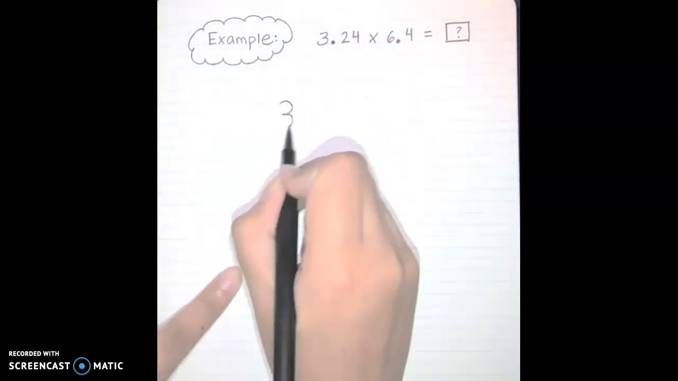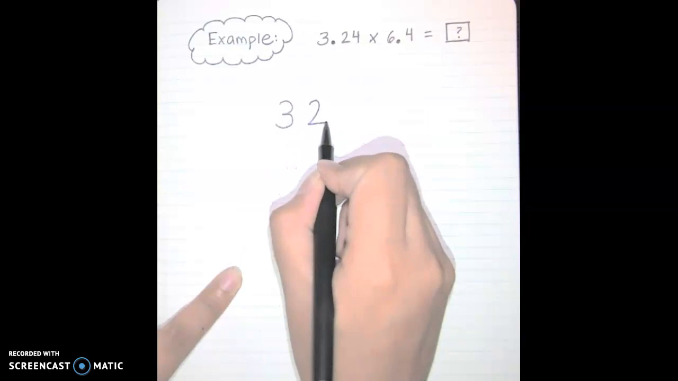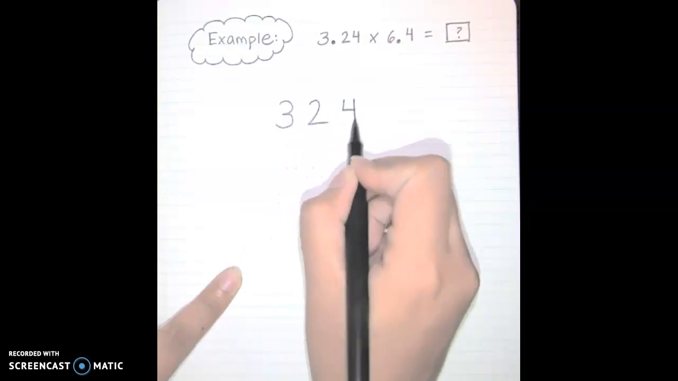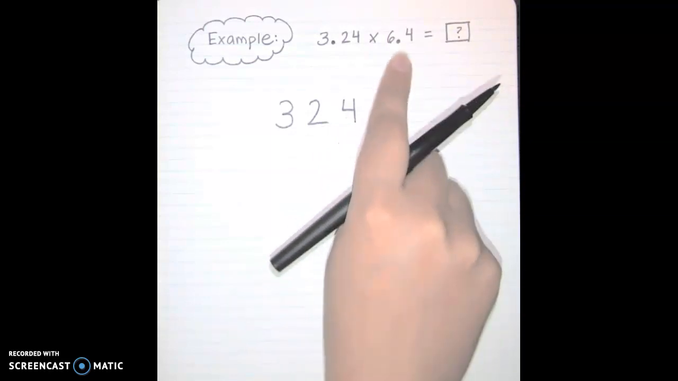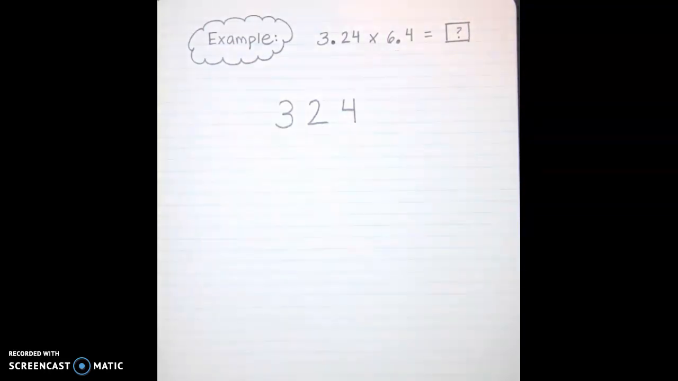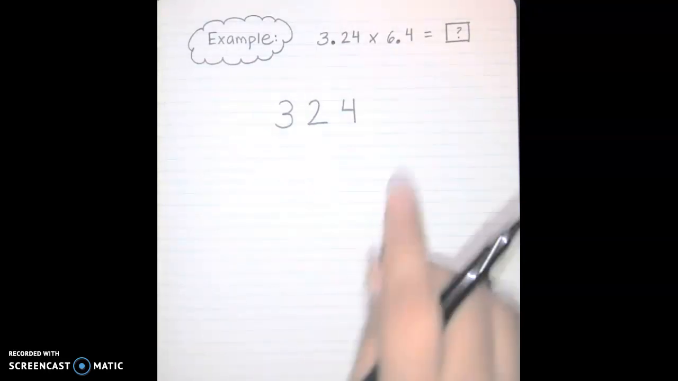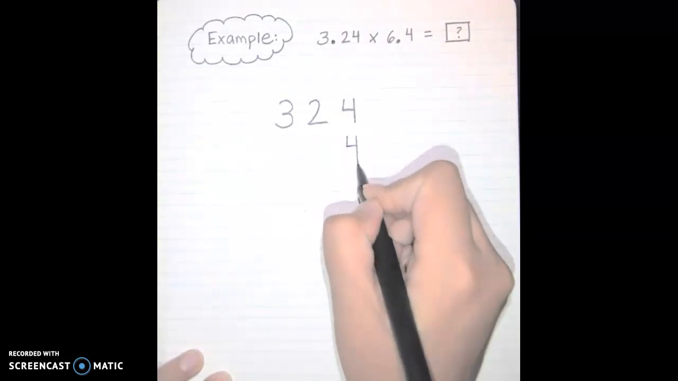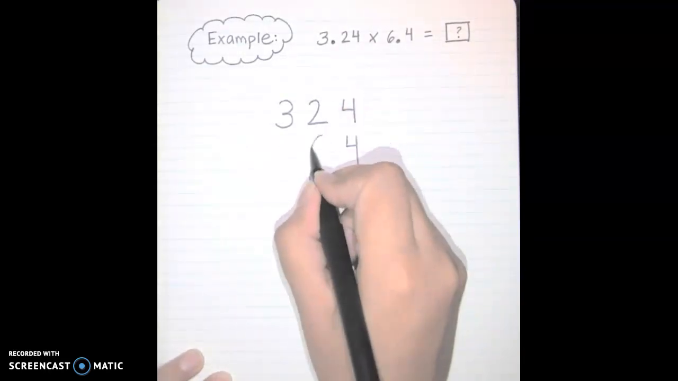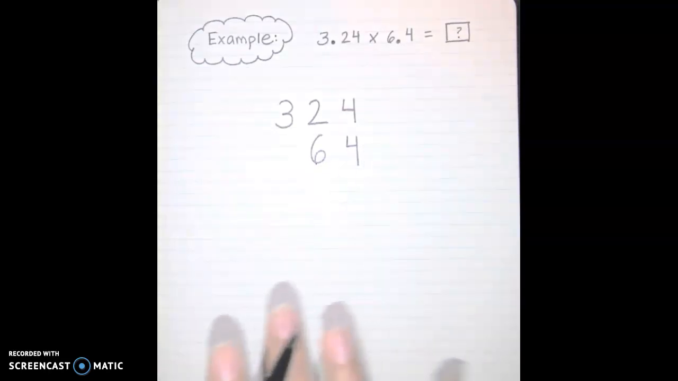If we write 324 as a regular number, this is what it will look like: 324. Next, I'm going to take the 6.4 and write it as a regular number without the decimal point, lining up the digits from right to left. If I write 64, the 4 goes underneath the 4 and the 6 goes underneath the 2. That's how it will look.